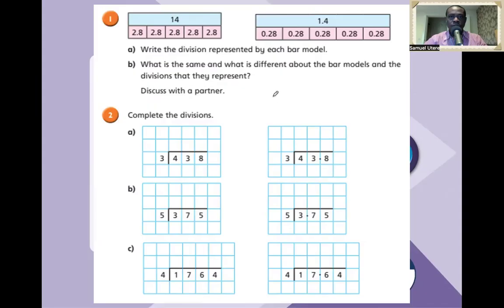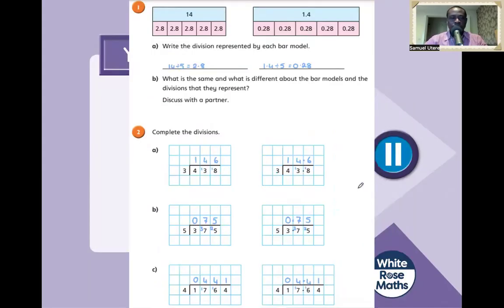Assuming you've paused the video and you've answered questions 1 and 2, here are the answers. Let's discuss them. So question 1, you are asked to write the division represented by each bar model. So this is the bar model, and that's the division represented there. This simply means 14 divided by 5. Here, this is the division. Here, what is the same and what is different about the bar models and the division that they represent?